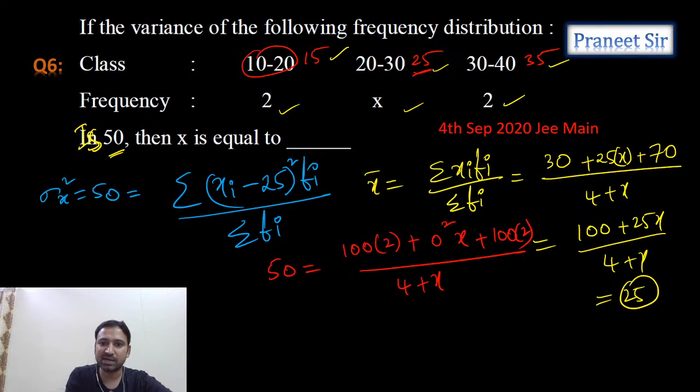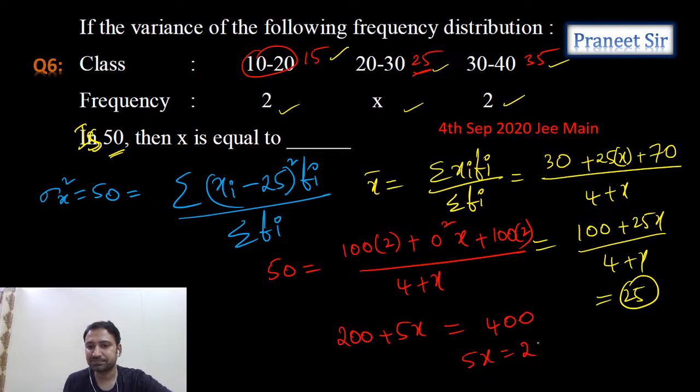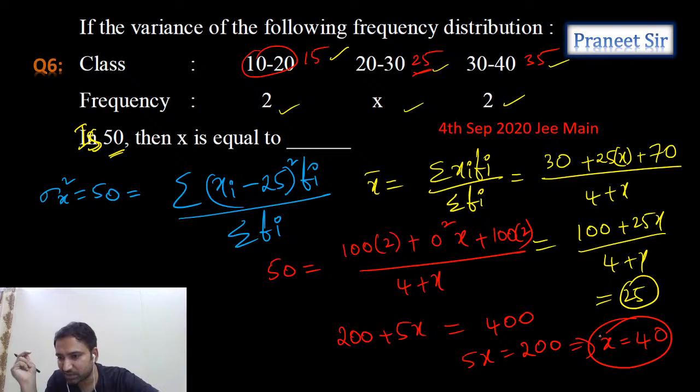So now you cross multiply this. When we cross multiply, 200 plus 5x is equal to, how much are we getting? 400. So 5x equals 200 and x equals how much? Are we getting 40? Guys, are we getting 40?